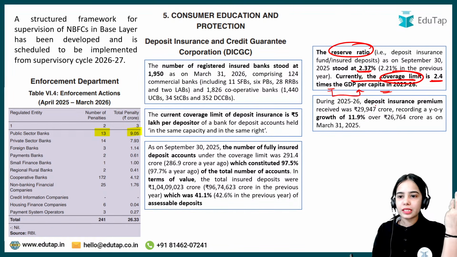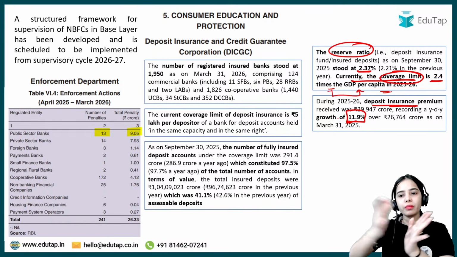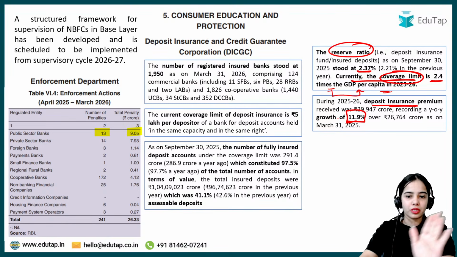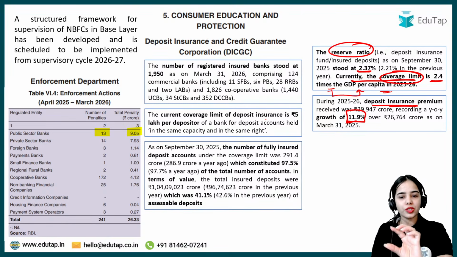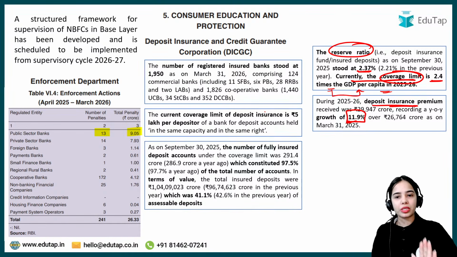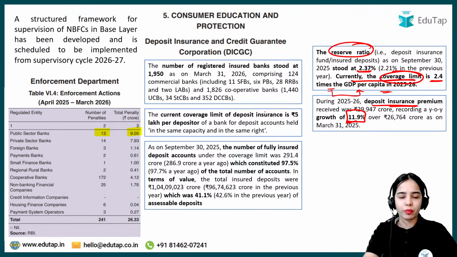Now, next is deposit insurance premium. Growth happened at 11.9%. So during 2025-26, the deposit insurance premium grew by 11.9%. That's it. Numbers are not important. Percentages are important, that too for 2025-26. The previous 2024-25 is not important.